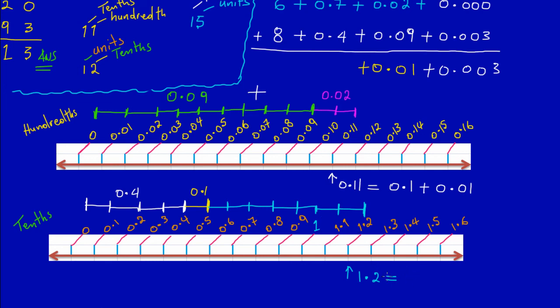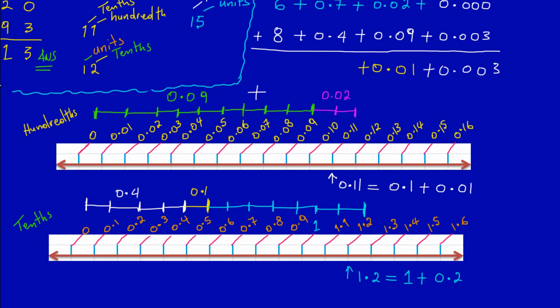So this 1.2 means 1 plus 0.2. That's what this means. I'm adding 1 to 0.2. So basically here, since this is a whole number, it simply means I would have to carry this 1 into my whole number column and leave the 0.2 in its respective position.